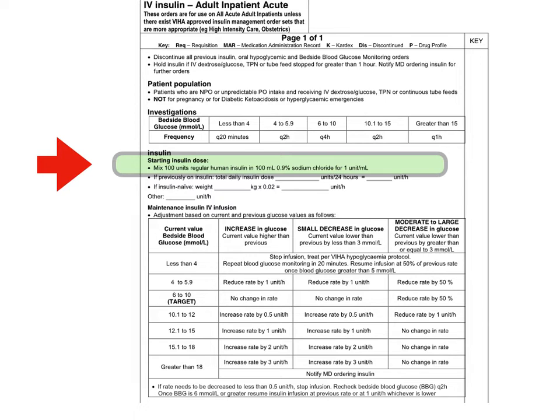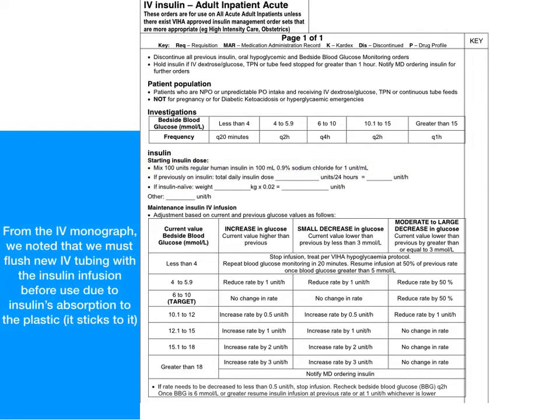We mix 100 units of regular human insulin in 100 mils of normal saline for a concentration of 1 unit per mil. From reading the IV monograph, we note that the tubing must be flushed because insulin will absorb to the plastic initially, so they suggest that we flush with 20 mils prior to using it with new tubing.